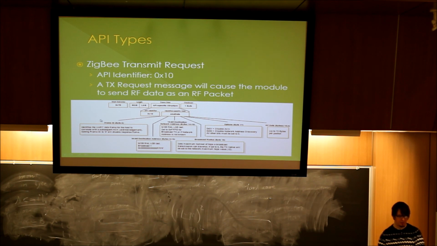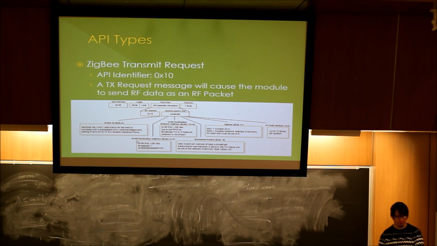Then inside of that you have a frame ID, which if we looked back earlier, is part of the 802.15.4 structure. So you can set that to a 1 if you want to get an acknowledgement, or you can set it to a 0 if you don't care whether it made it to the destination successfully or not, or you just don't want to bother handling the acknowledgement.